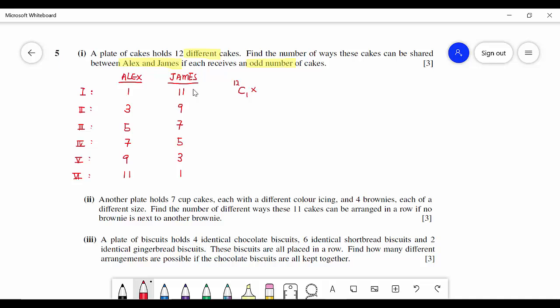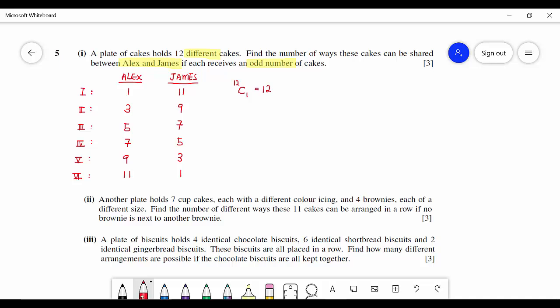And the remaining is 11, right? So you can write 11C11. The remaining 11 will belong to James. And you can see that for this 11C11, the answer will be 1. Therefore, most of the time we are not going to write out this one. So the answer will be 12C1 for the first case. So the first case will be 12.